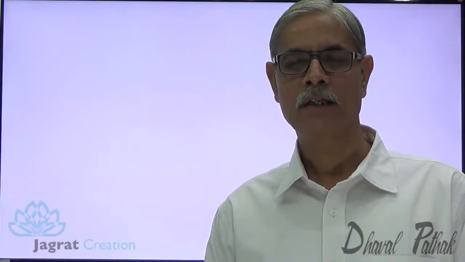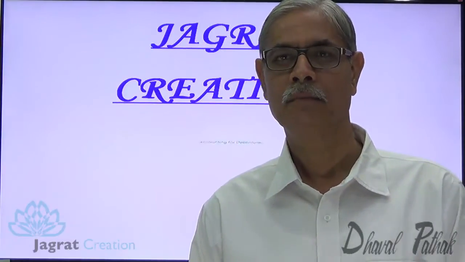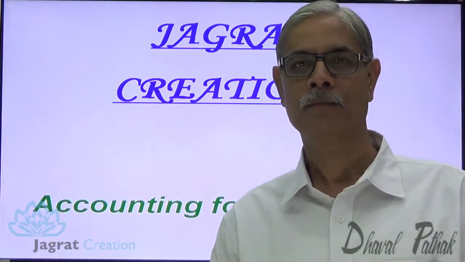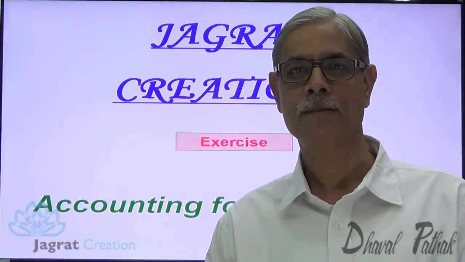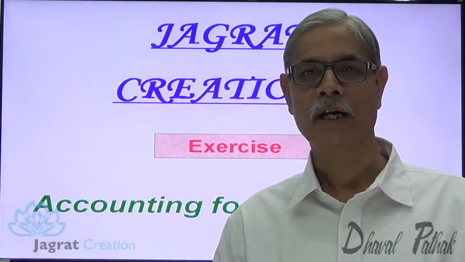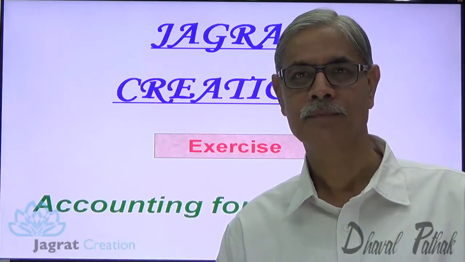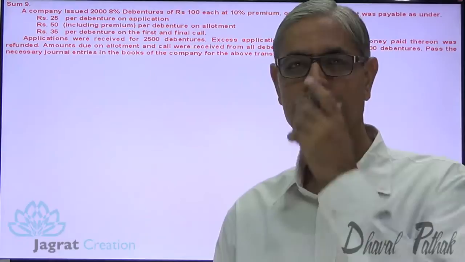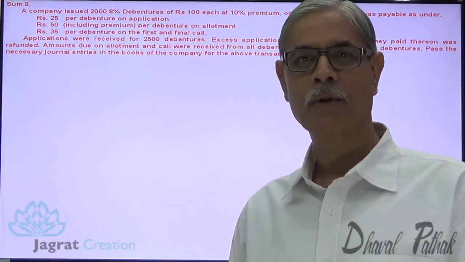Today, I wish to consider one sum for a chapter of accounting for debentures. The sum is from the exercise. It's a basic sum for recording the issue of debentures. Here the debentures are issued for cash. Observe the sum on the screen.